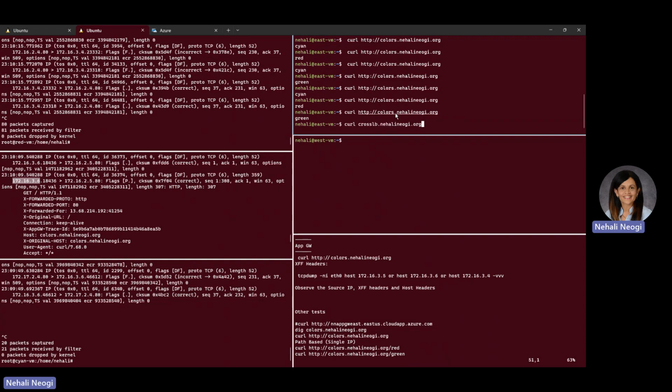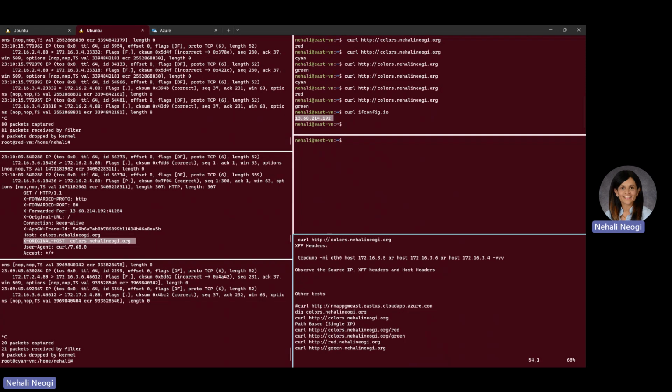So remember when we did this curl command, this is the source IP. But notice that this source IP is in the XFF header. So that's how the application gateway puts the source IP in the XFF header. And also note the host header. All right, so that's the observation that I wanted to make over there. It also preserves the original host.